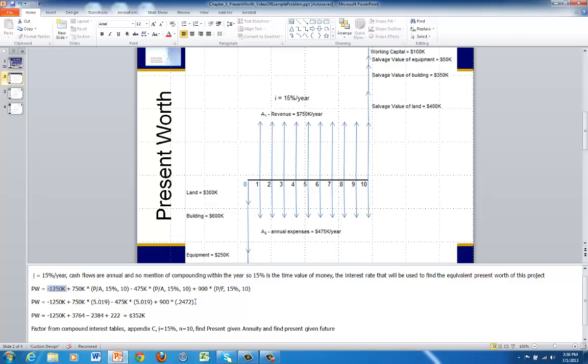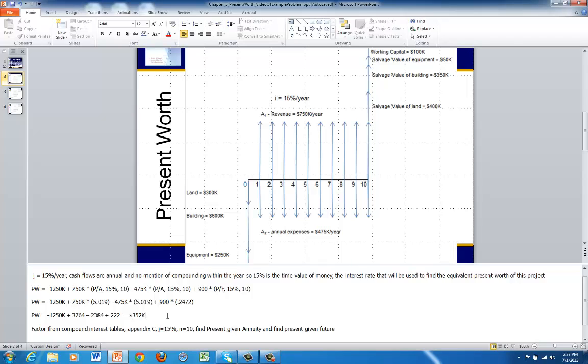Now, can you use the formulas? Of course you can. You just plug 15% in for I, 10 in for N in the annuity formula, and this is the value that you'll get. Can you use the formula here? It would be 1 plus 15% raised to the negative 10, and you'll find that will give you 0.2472. So when I multiply those out, I get the string of numbers that you see here, and my final present worth is $352,000. My final present worth is positive.